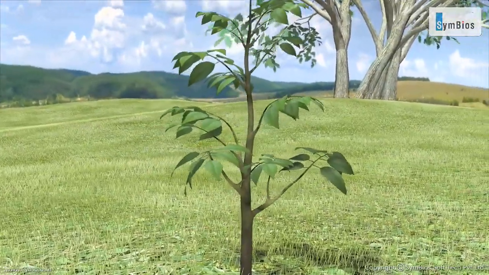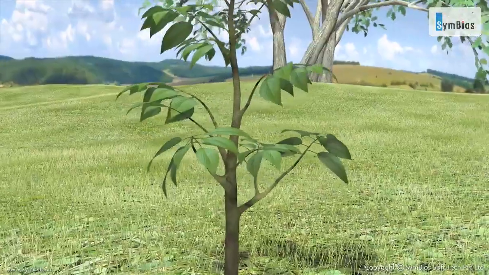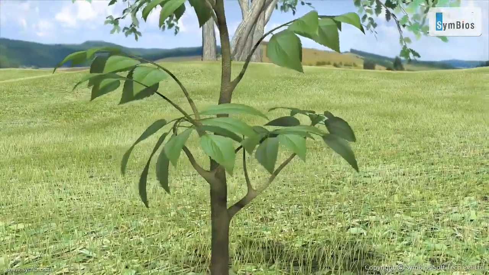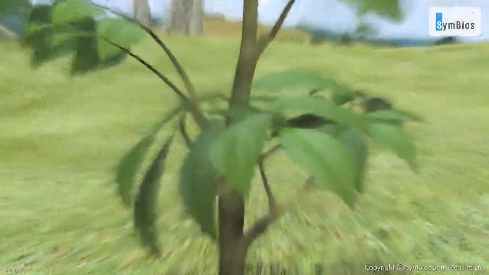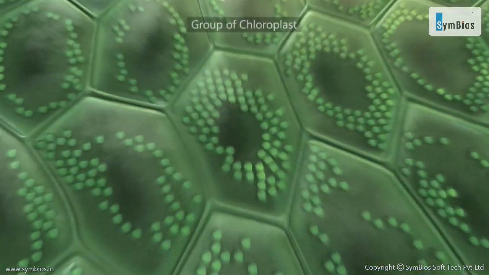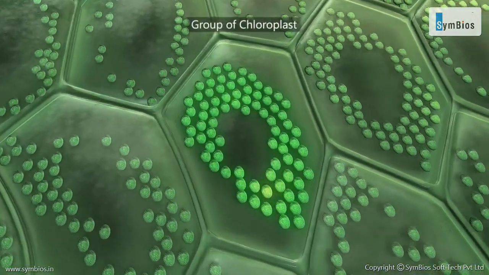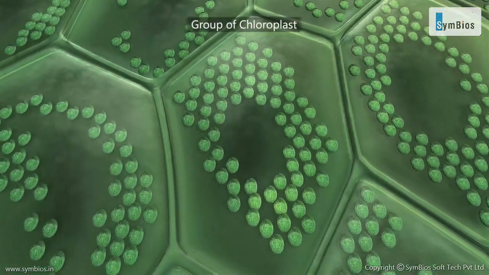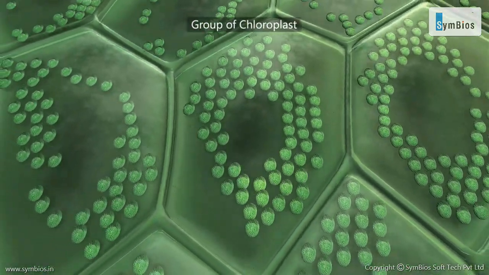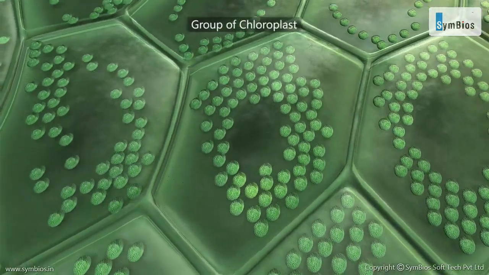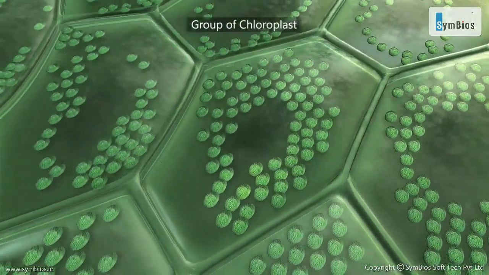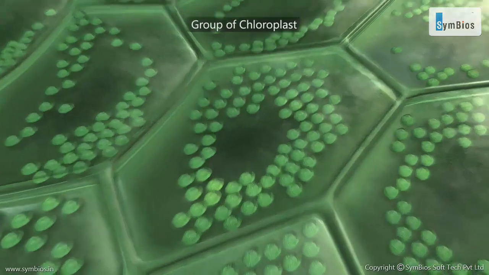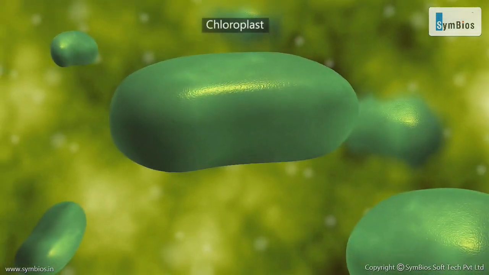This self-feeding or autotrophic mode of nutrition is possible in plants, as plants have a special organelle called chloroplast, which can convert light energy into chemical food energy by a process called photosynthesis. Chloroplasts in leaves are said to be the site of photosynthesis.